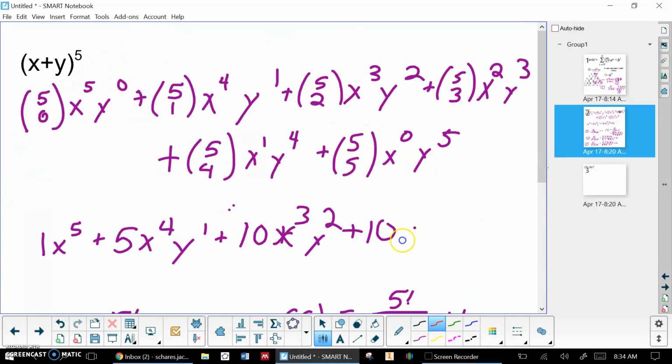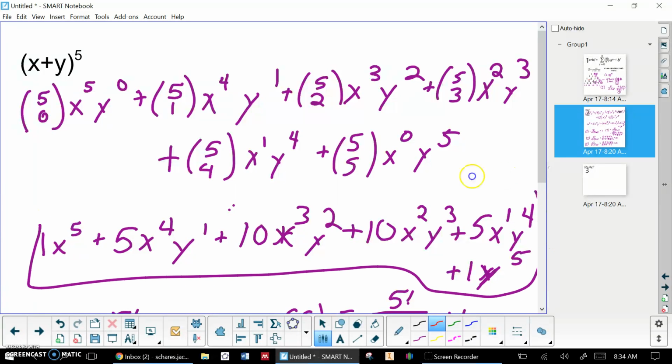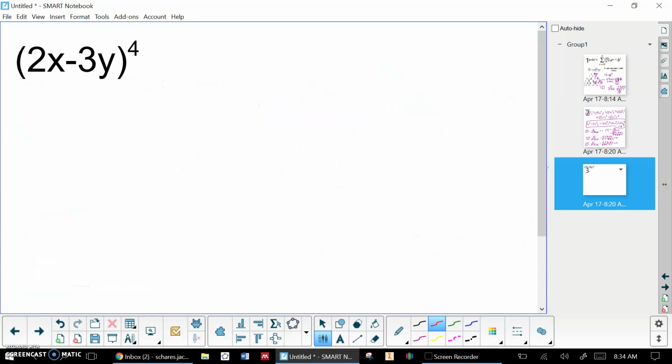So we have 10 x squared y to the 3rd. And if we follow that along, 5 choose 4 is going to be the same as 5 choose 1. So 5x to the 1st, y to the 4th, and 5 choose 5 is actually the same as 5 choose 0, plus 1 x to the 0, which we don't need to include because that's just 1, y to the 5th. And so this is all multiplied out. It might seem like a lot of work, but it's way easier than actually taking that and multiplying it 5 times. We'll do one more quick example here.